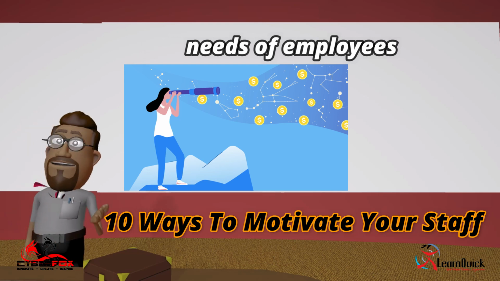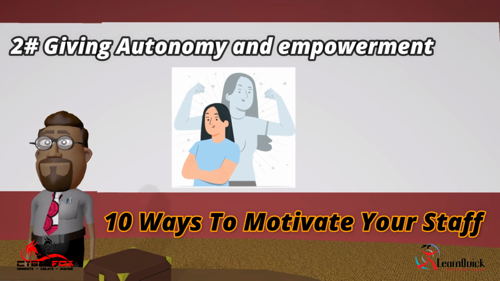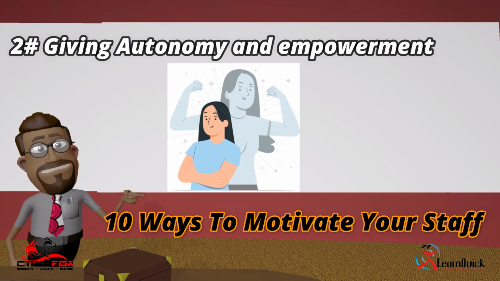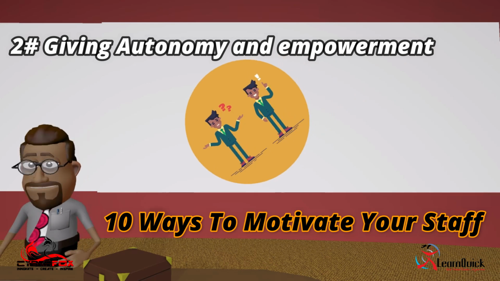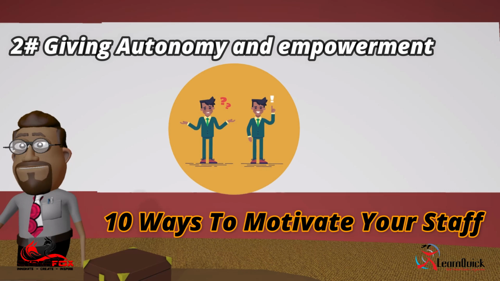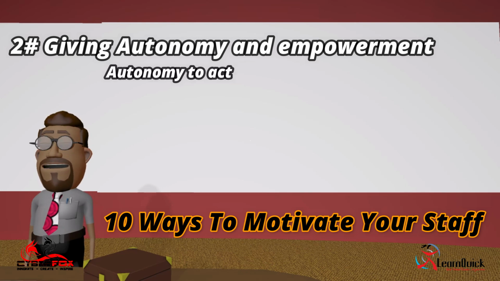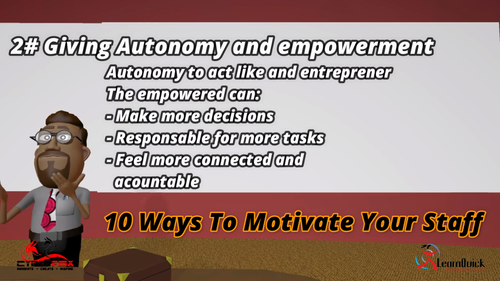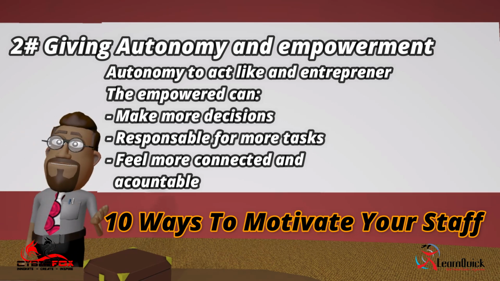The second step is giving autonomy and empowerment. Autonomy is giving an employee enough flexibility to do their job their own way and have the capacity to make their own decisions. This motivation technique is effective because some employees desire flexibility. It allows them to have outstanding work performance. Empowerment is granting your employees a level of autonomy to act like an entrepreneur. The empowered can make more decisions, are responsible for more tasks, and they thus feel more connected and accountable for their work.